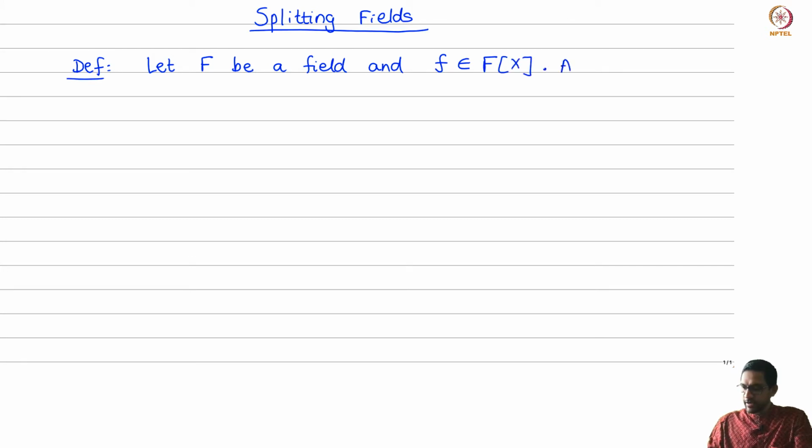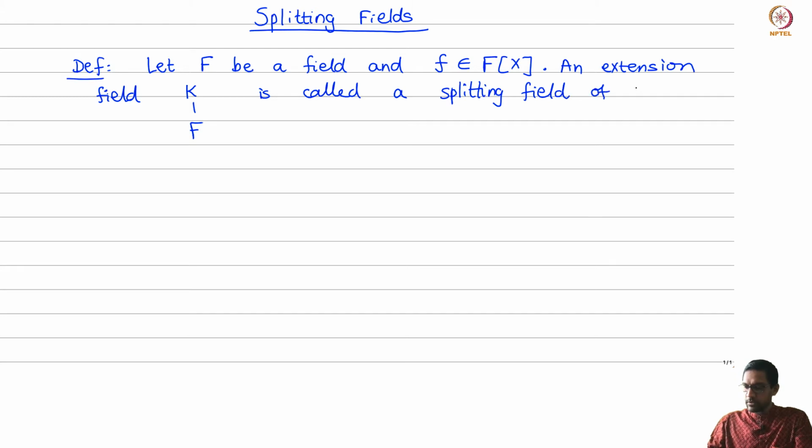An extension field K of F, let's denote it in the usual way, K is an extension field of F, is called a splitting field of this polynomial f of x if two conditions are satisfied. So let's write them both out.